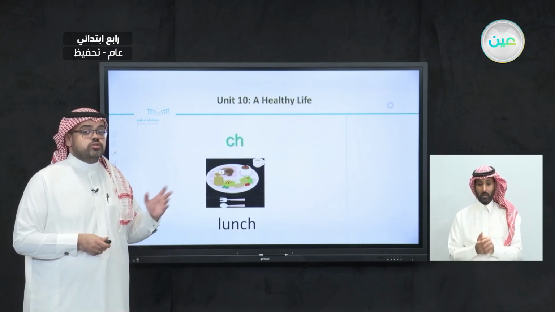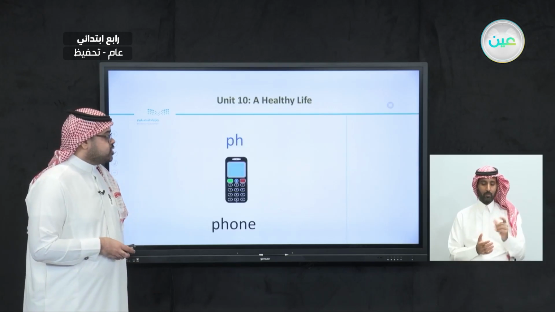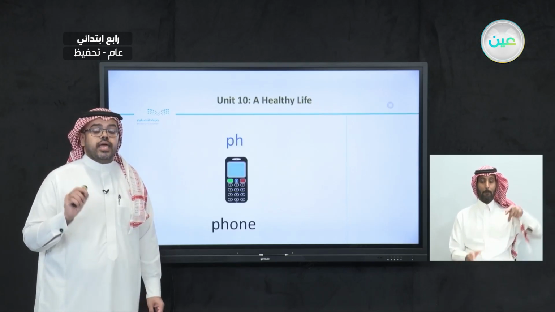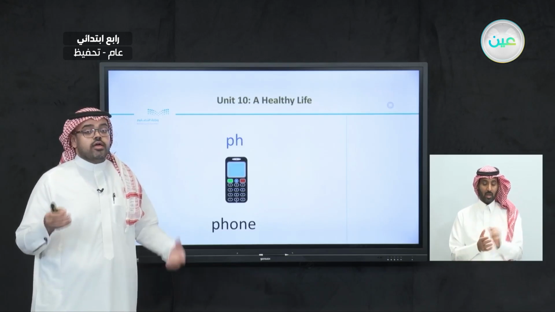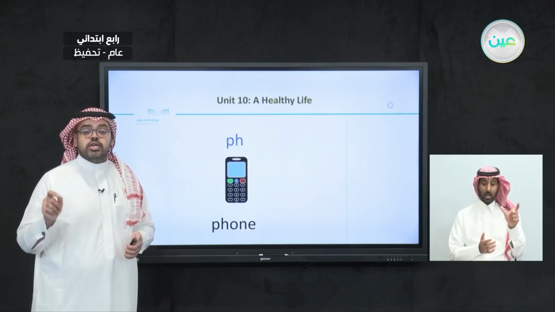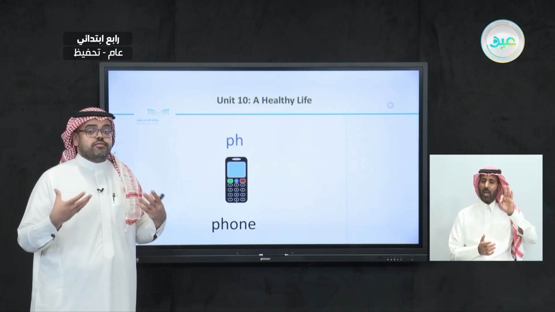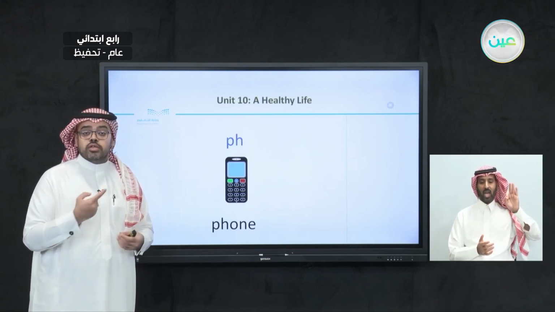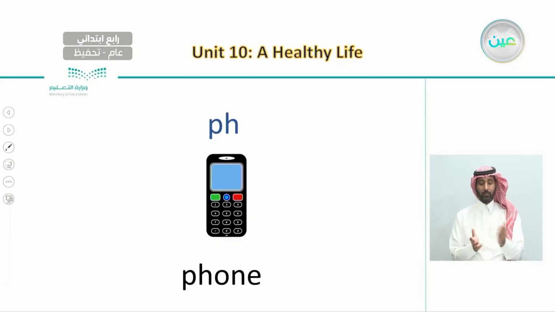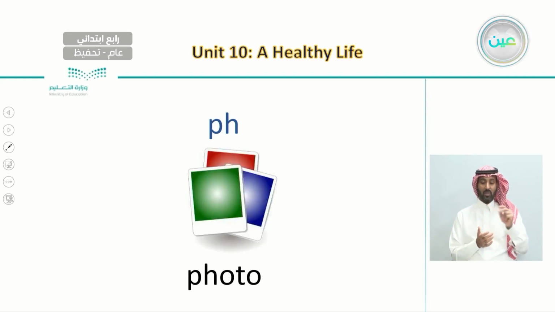Now let us move on to the other sets of letters we have, which start with P and H. Words that have the P and H sound are pronounced with an F sound. Let's listen to the first word. The first word we have here is phone. Say after me, phone. And then photo.